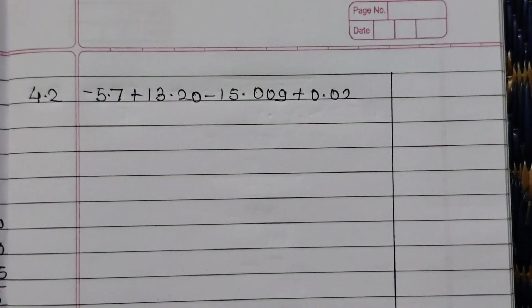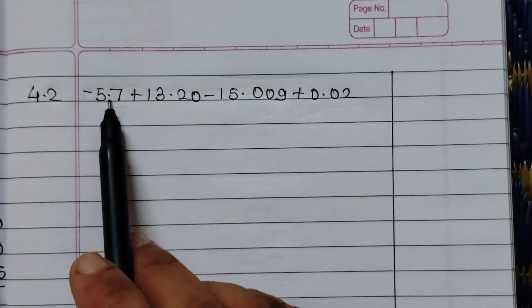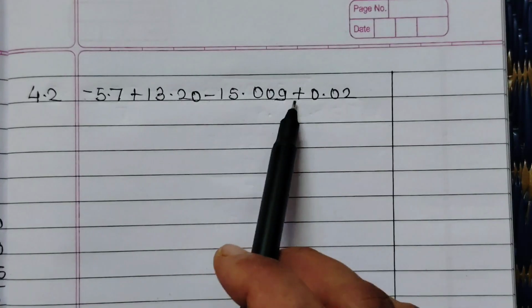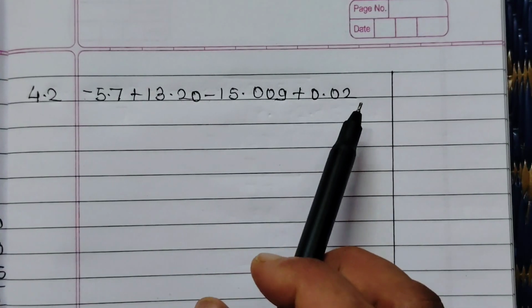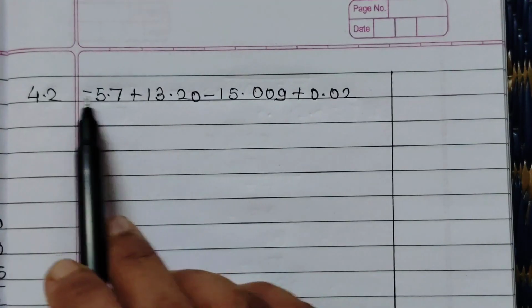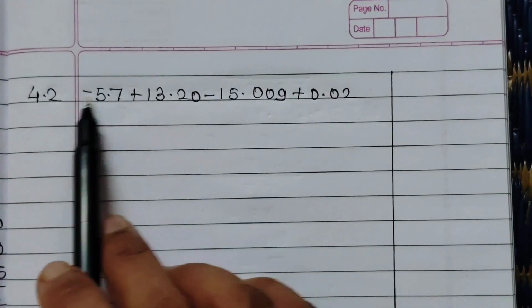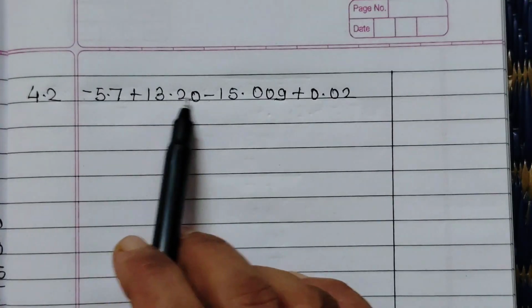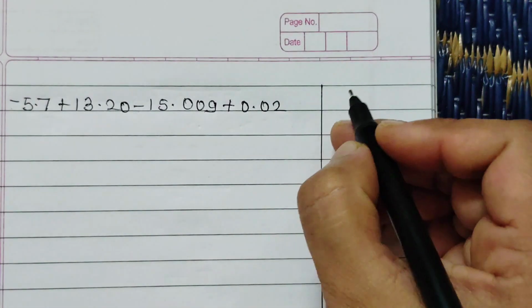Okay, next question is minus 5.7 plus 13.20 minus 15.009 plus 0.02. Now here when we are going to start this, see 5.7 is having minus sign and this is having plus, so plus and minus, opposite signs, we get minus. So we will subtract 5.7 from 13.20.